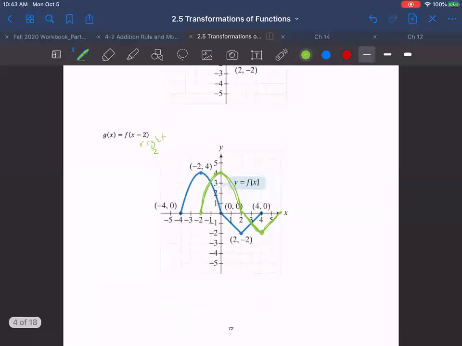All right, so on that one, like we just said, it's inside the function, so that's a horizontal shift, and we do the opposite, so we shifted everything to the right by 2, and that's that green function there.